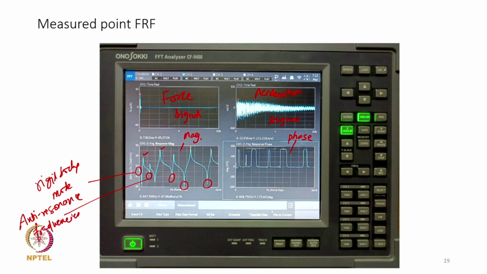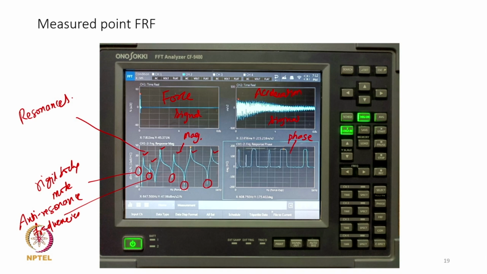And of course, these are all the resonant frequencies. The phase plot also shows change of phase. For example, we see that whenever there is a resonance being encountered, then there is a change of phase from 0 to 180 degrees, and when there is an anti-resonance encountered, again there is a change of phase, right. So overall it looks to be a very good measurement from the FRF magnitude and phase plot.